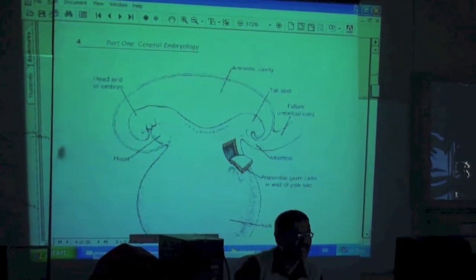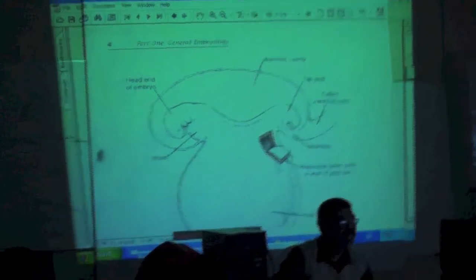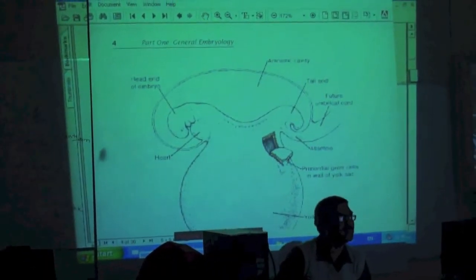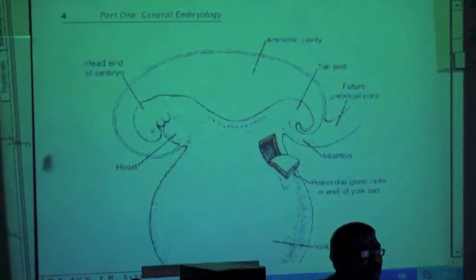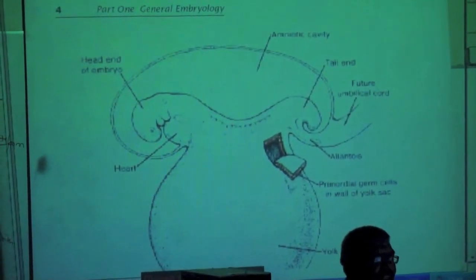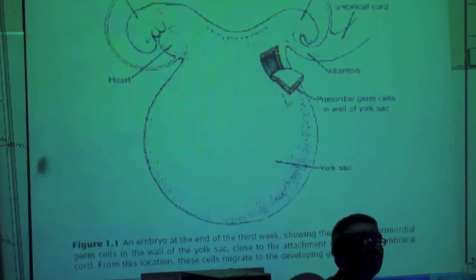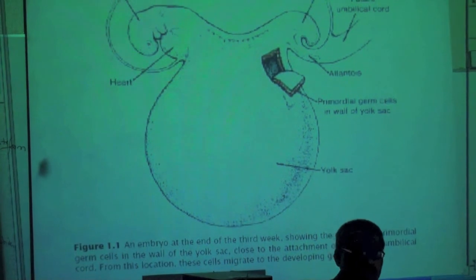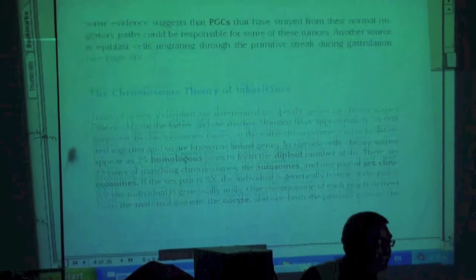Do you see these red spots? These red spots, do you see? Yes. These red spots are the primordial germ cells which are present in the wall of the yolk sac. And from here, these primordial germ cells will migrate and go to the developing gonad, which may be testes or ovary. Okay? So from here, these cells will migrate and they will go.